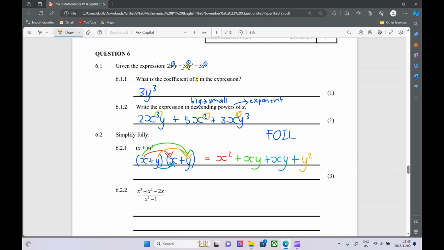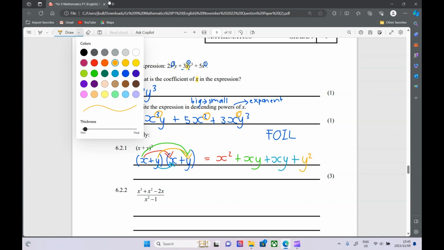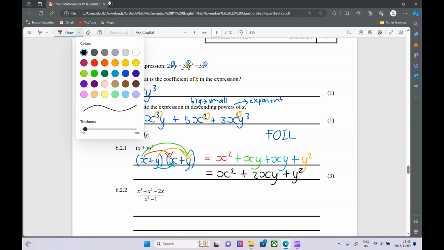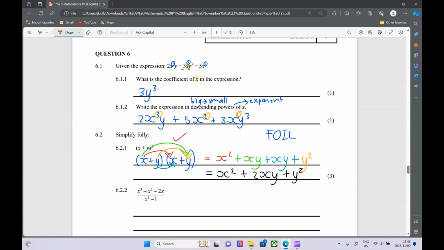We can't do anything with this x squared, so we're just going to rewrite that. But then this xy plus xy, that's like an apple plus an apple is 2 apples. So we've got 2xy. And then the y squared we can't do anything with. And that is our 3 marks for that one. Let's quickly mark this. We would have got probably 2 marks for multiplying properly, and then your final mark for adding those 2 up.